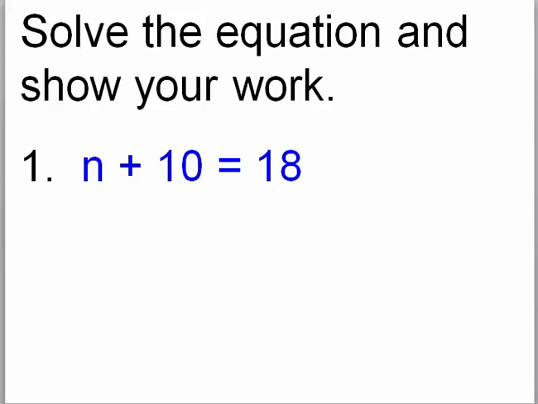Okay, here we're going to work on solving the equation. To show my work, I've located my variable. There it is. I want to get it by itself. How do I do that? Well, I have to do the opposite operation. I'm adding a value to it, so the opposite operation of addition is subtraction. So I subtract 10. What I do to one side, I have to do to the other side. I'm going to bring down this equal sign. Now 10 minus 10 is 0, so I can write plus 0, or I can just write n. And 18 minus 10, I'm left with 8. So n equals 8.